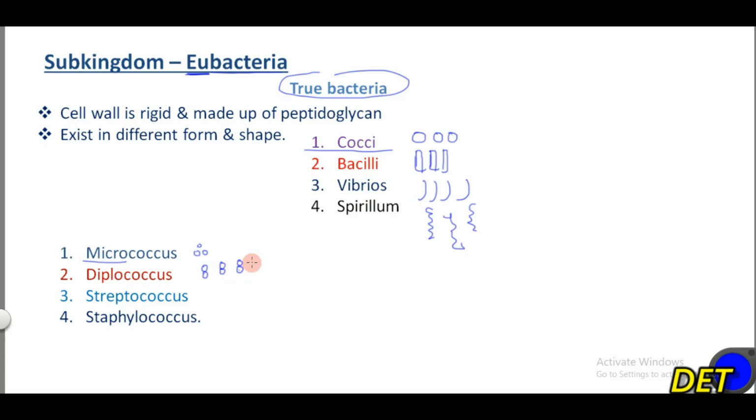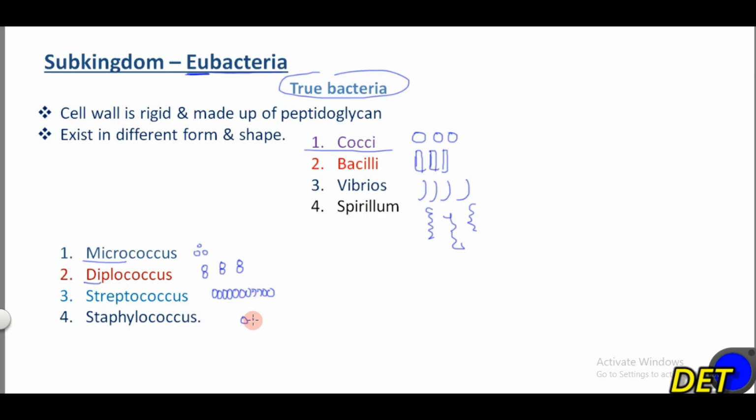They exist in two, right? They are double cocci bacteria. Di means two, so diplococcus are bacteria that are round and exist in two. Then we have the streptococci. Streptococci are round bacteria that occur in chains, right? So they just occur in chains.